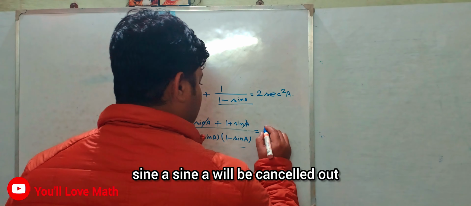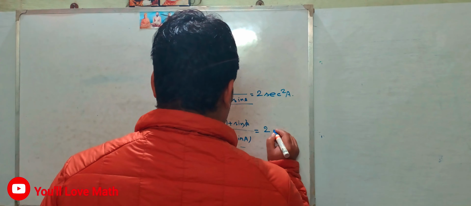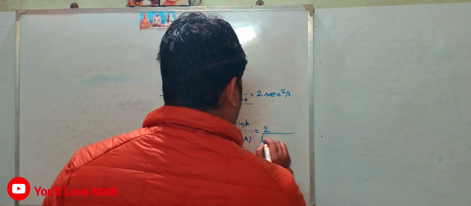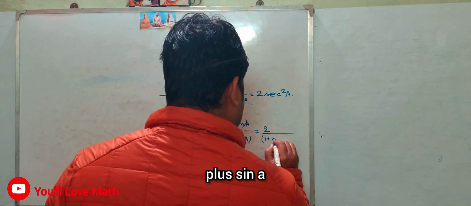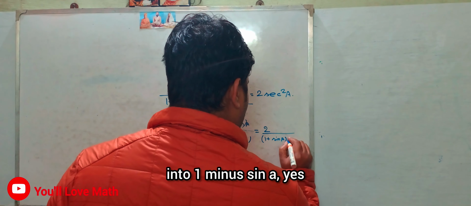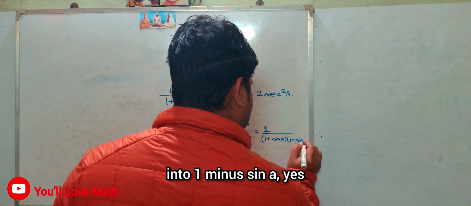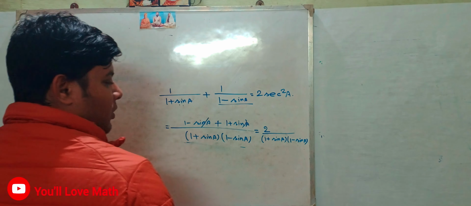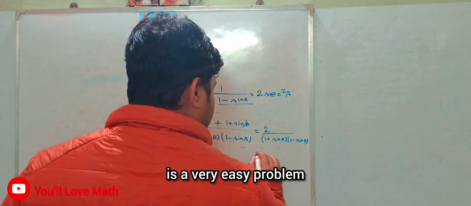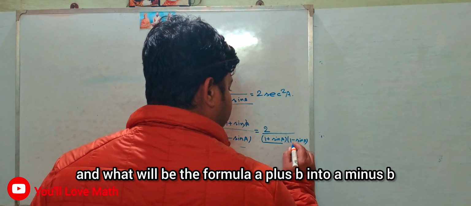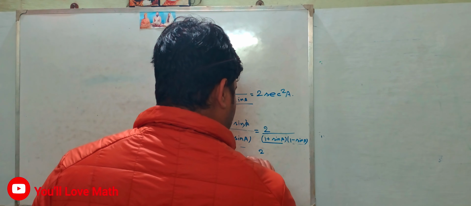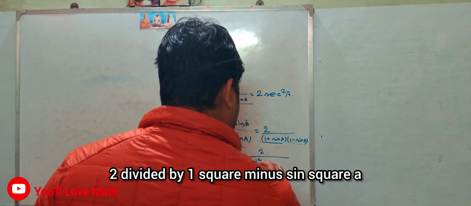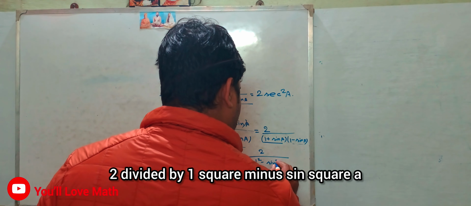Sine a will be cancelled out. So 2 by 1 plus sine a into 1 minus sine a. Yes, fine. So it's a very easy problem. And what will be the formula? a plus b into a minus b. So 2 divided by 1 square minus sine square a.